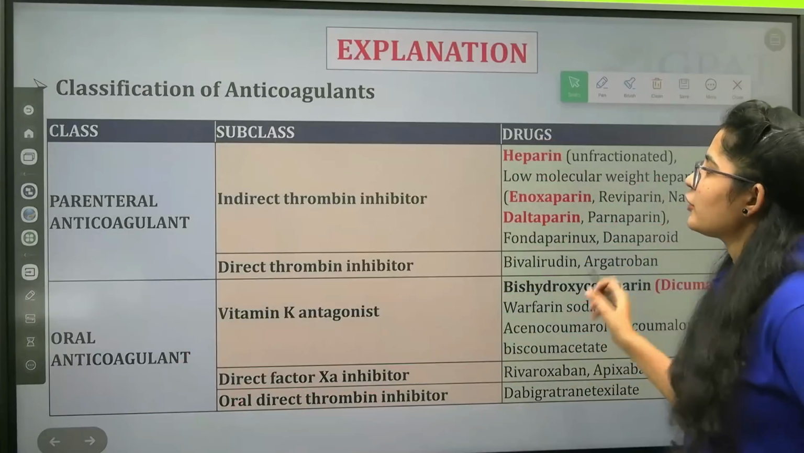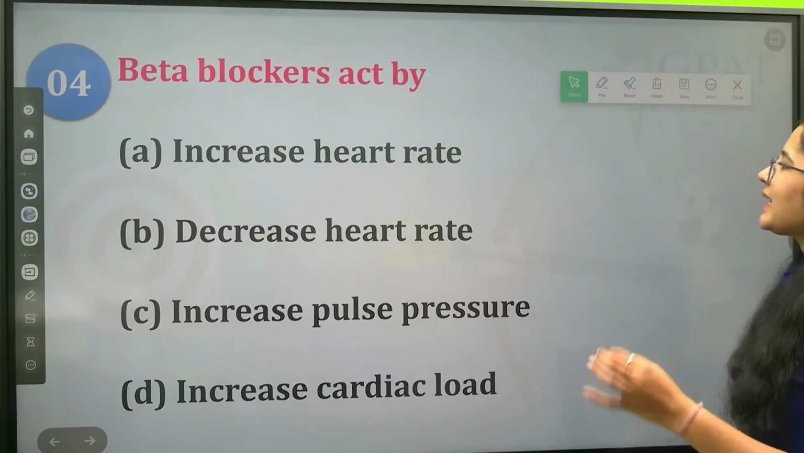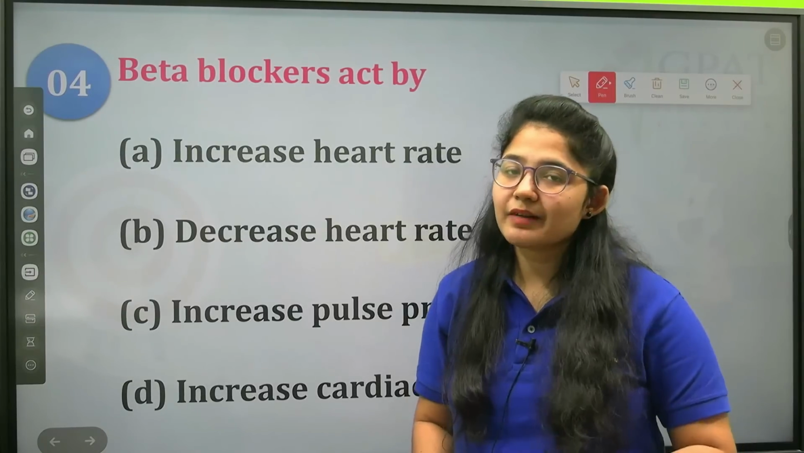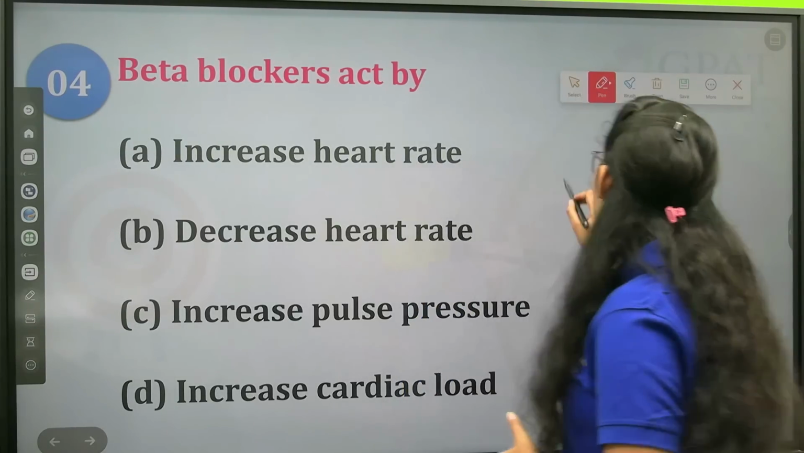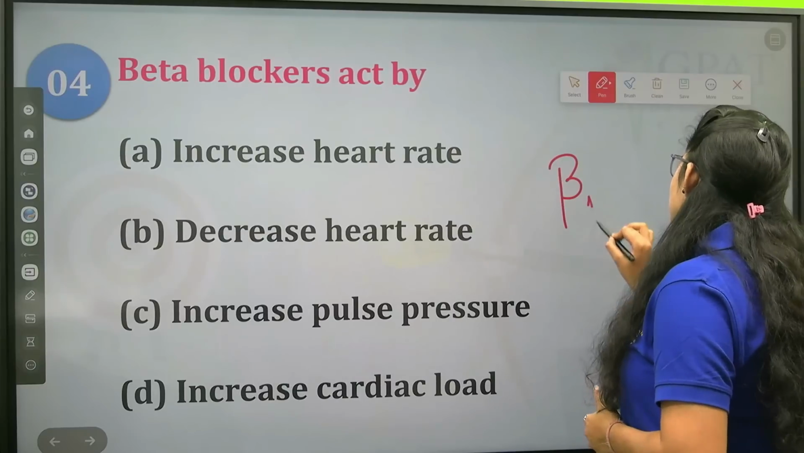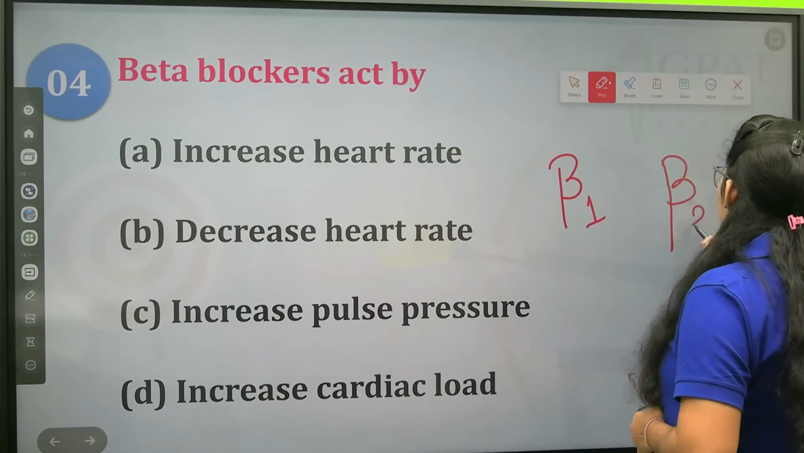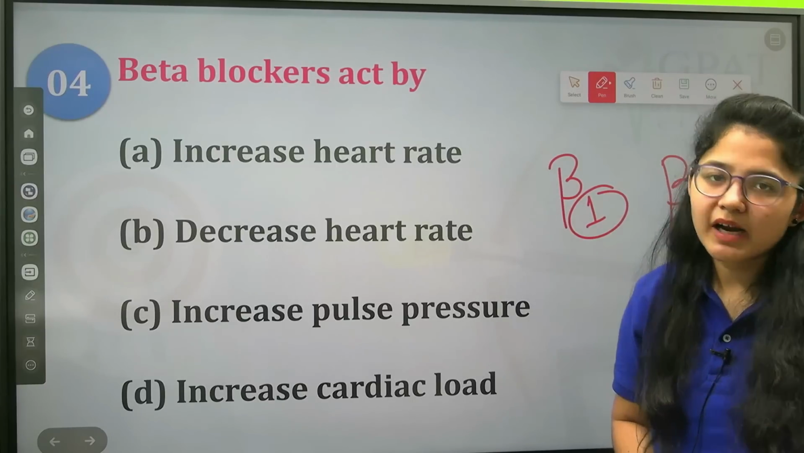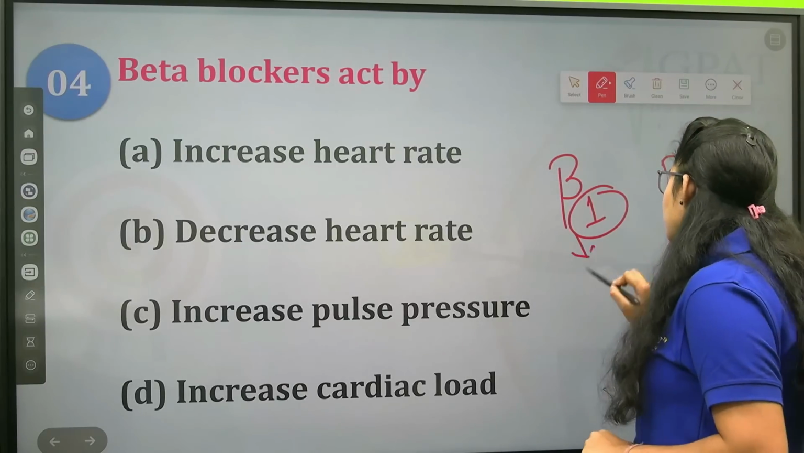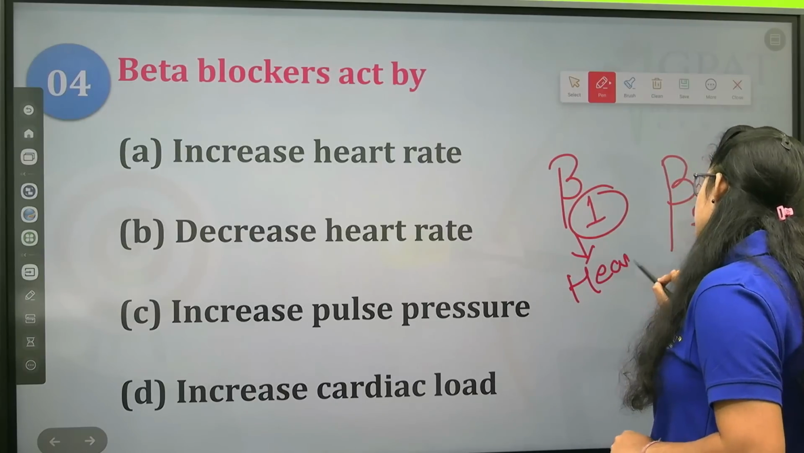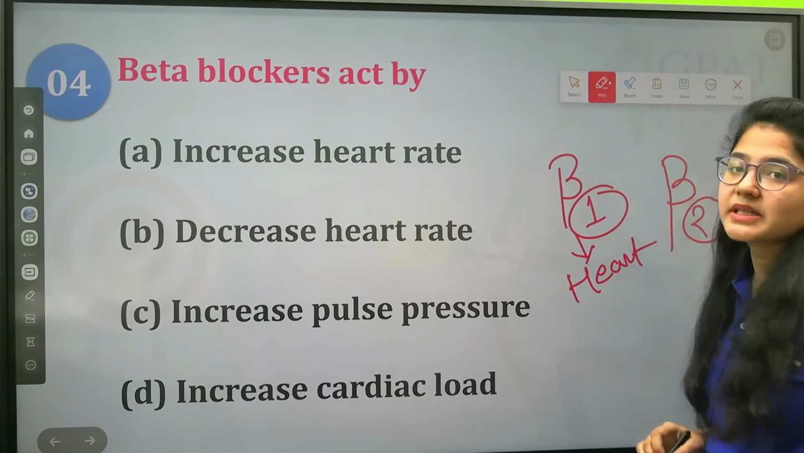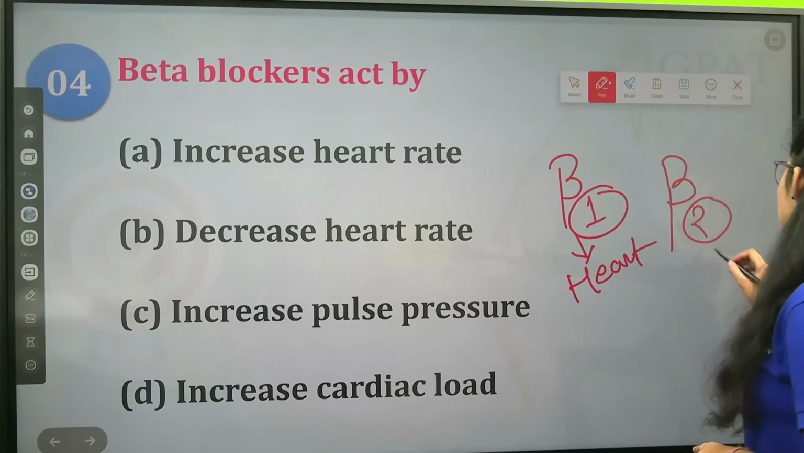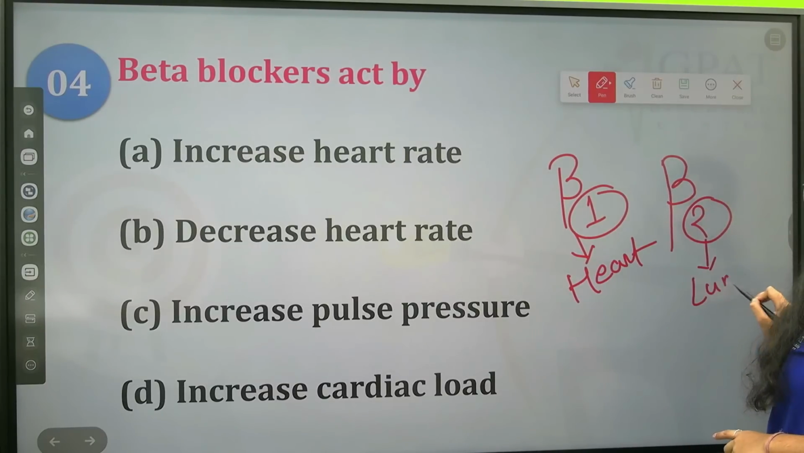Now let's move on to another question. Beta blockers act by... First of all, you need to understand what beta blockers are. There are two types of beta receptors, beta 1 and beta 2. From this one you know that we have a single heart. So the beta 1 receptor is present on your heart and beta 2 is present on your lungs, because we have two lungs.